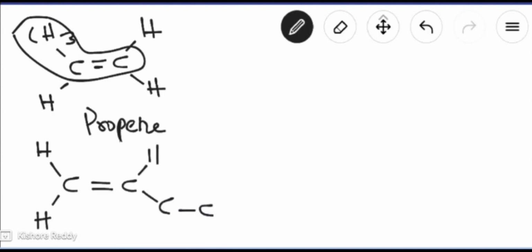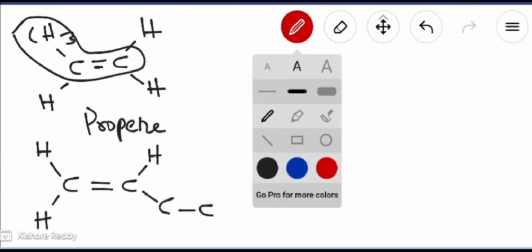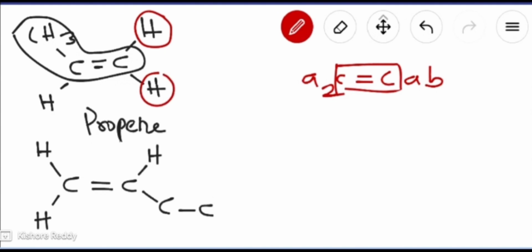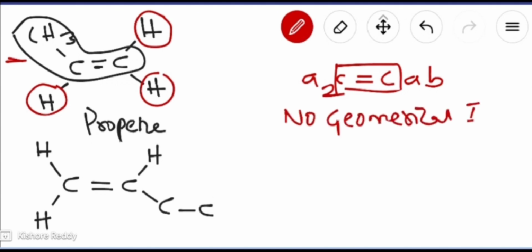Now, which type of compound is this? Can we write like this? C double bond C, A2 and AB. Yes or no? Why did you write A2? This hydrogen is A2. Understand like that. The other side hydrogen is A and B is methyl. This will never exhibit geometrical isomerism. Okay, no geometrical isomerism if you have the C A2 C AB type. Clear? What is the reason for this?